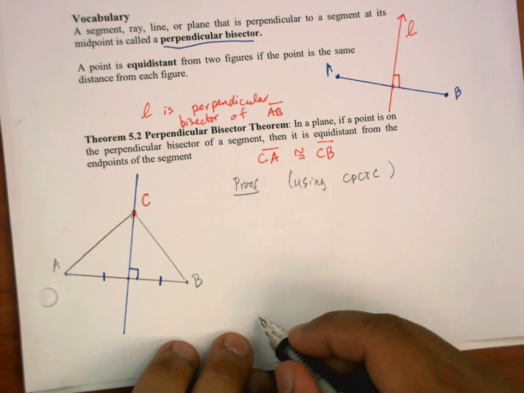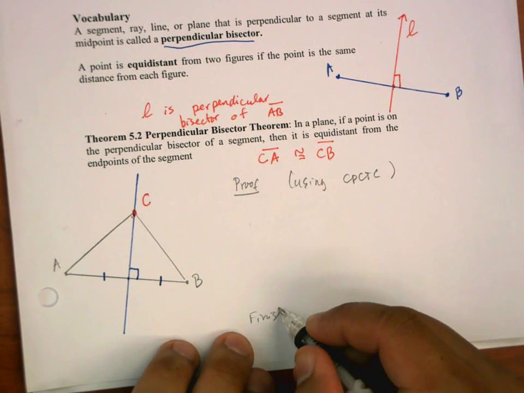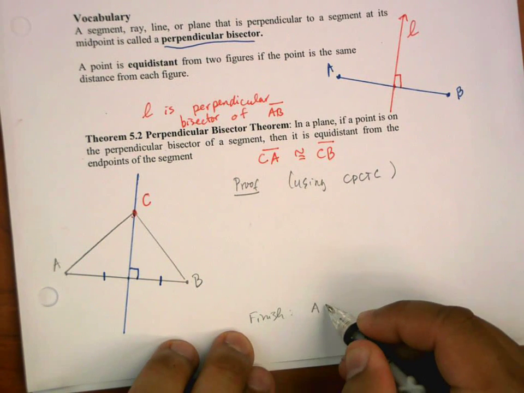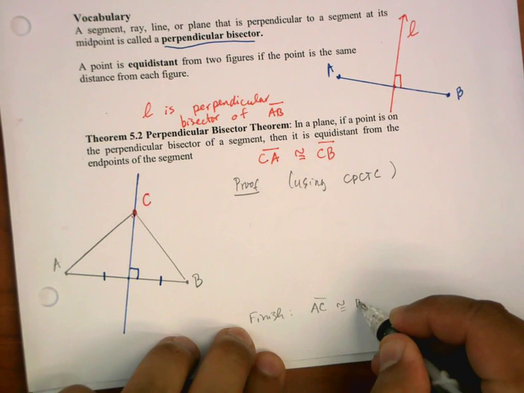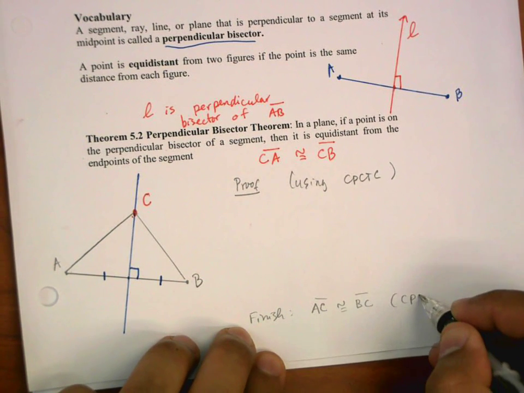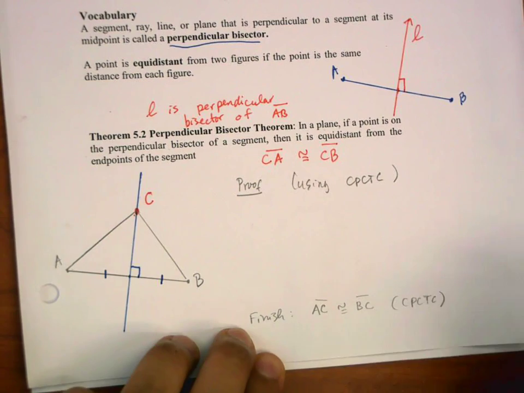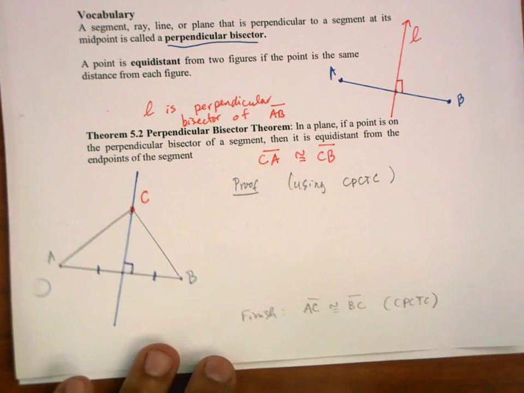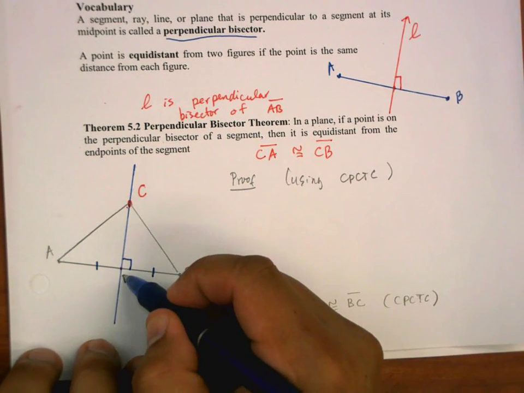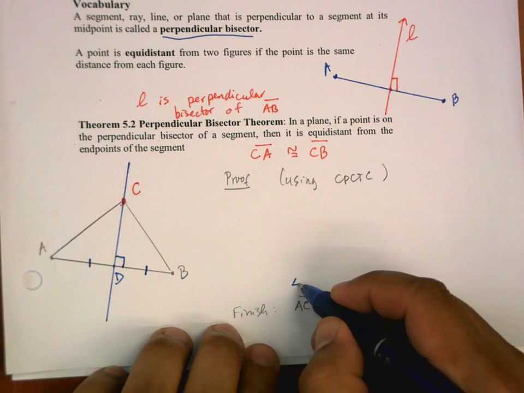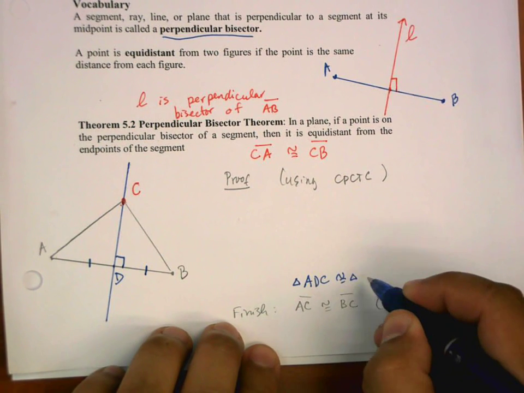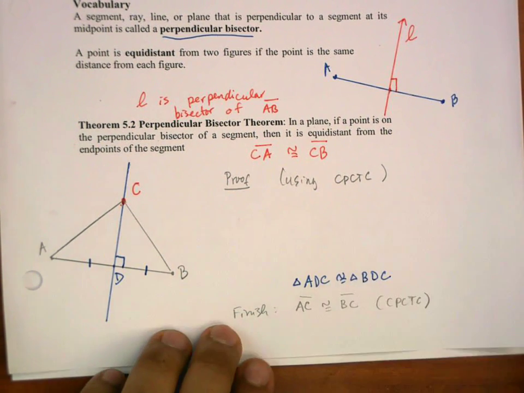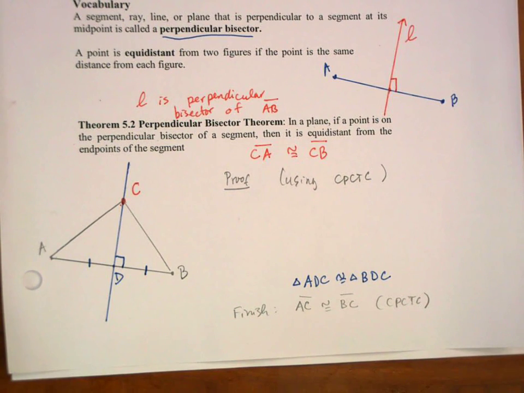The way that the proof is going to finish is that I'm going to say AC is congruent to BC by CPCTC. Okay. And I'm going to work backwards from there. I'm going to call this point down here D, and I'm going to show somehow that triangle ADC is congruent to triangle BDC. Okay. And then I'm going to start putting the pieces together.